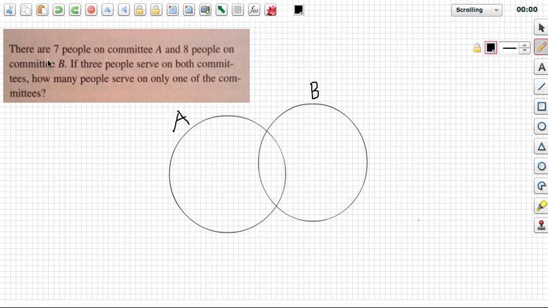There are 7 people on Committee A and 8 people on Committee B. If 3 people serve on both committees, how many people serve on only one of the committees? So 3 people serve on both the committees. So let's put 3 over here. And there's 7 in A, so that makes 4 here. And let's put 5 here. 5 plus 3 is 8, and there are 8 people. Let's look at the question. How many people serve on only one of the committees? It's 4 plus 5, and the answer is 9.